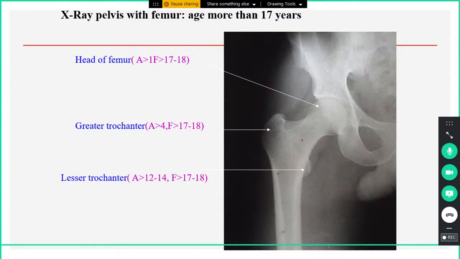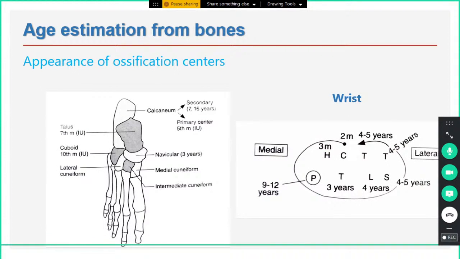Everybody has seen this X-ray. Now the appearance of ossification centers in a wrist. Everybody knows the mnemonic: "She looks too pretty, try to catch her." So the first carpal bone to appear is capitate, and the second one is hamate.